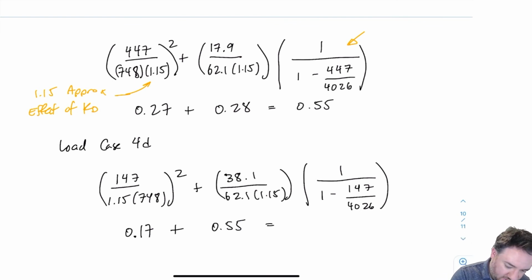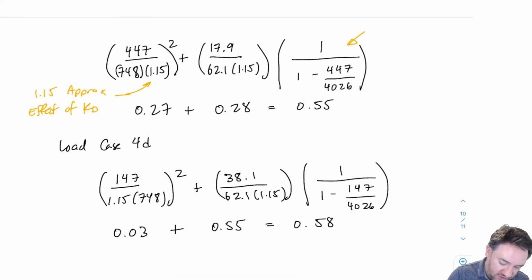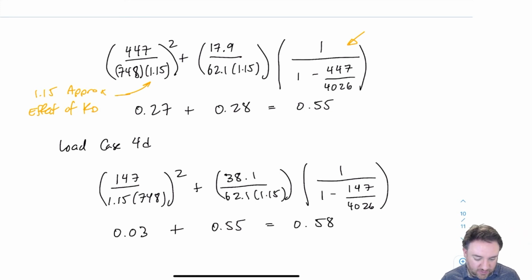Oh, I made a bit of a mistake the first time. This is actually 0.17 without the square. With the square, it's 0.03. So only 3% actually. And I get 0.58 total. Okay, so both of these are fine. It looks like it might be a bit over conservative in terms of axial and moment interaction.